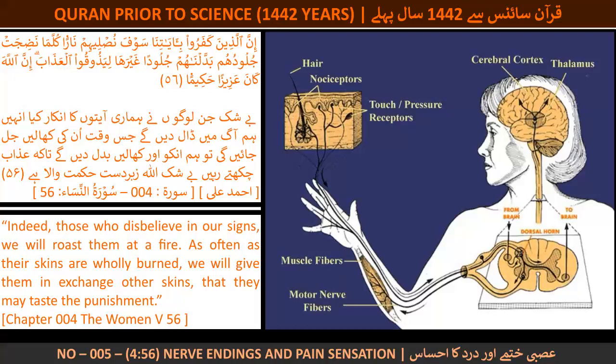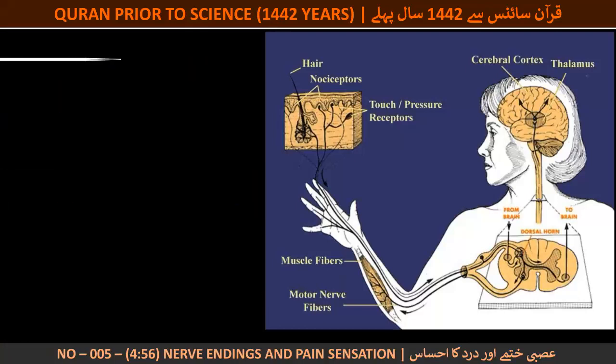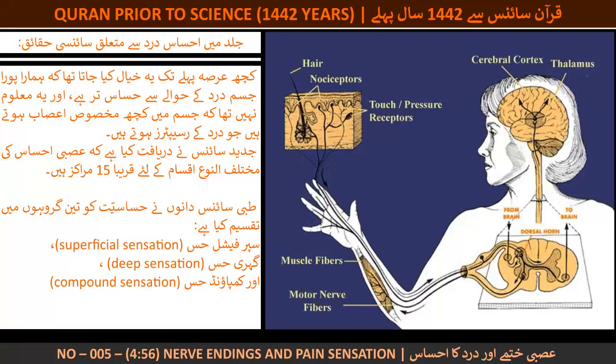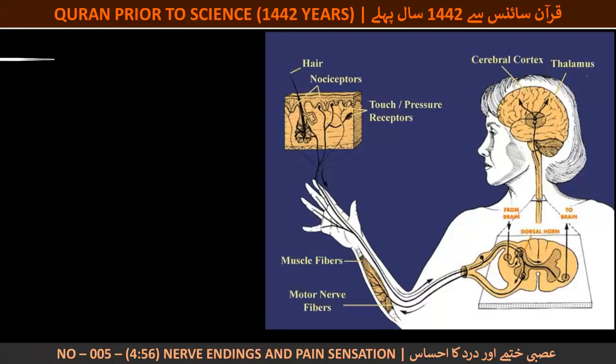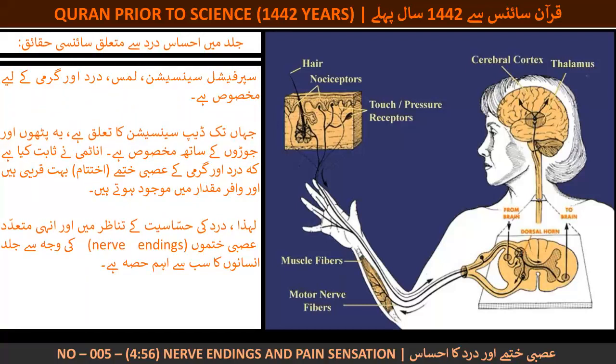Scientific facts concerned with pain sensation in the skin. It was believed until recently that the whole body is sensitive to pain, and it was not known that there are specific nerves in the body which are pain receptors. Modern science discovered that there are about 15 centers for different types of nerve sensation. Medical scientists divided sensation into 3 groups: superficial sensation, deep sensation, and compound sensation. Superficial sensation is specific for touch, pain and heat. As for deep sensation, it is specific for muscles and joints.